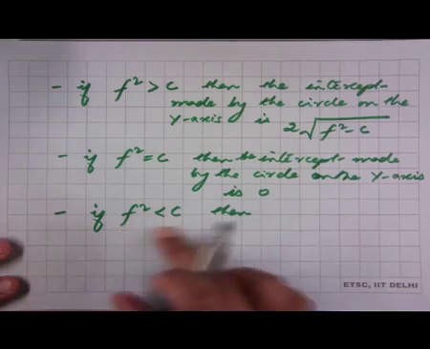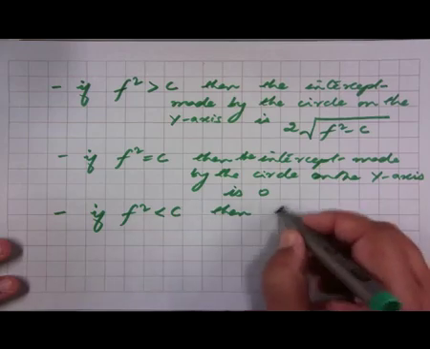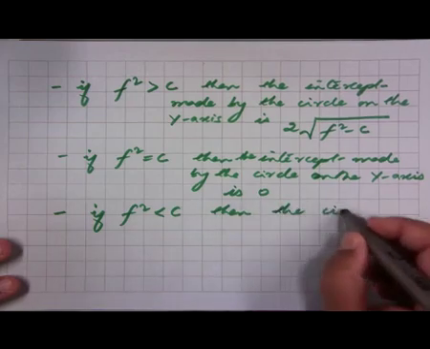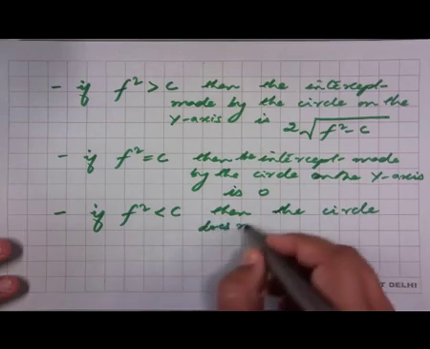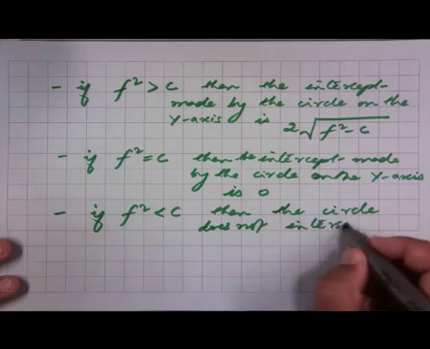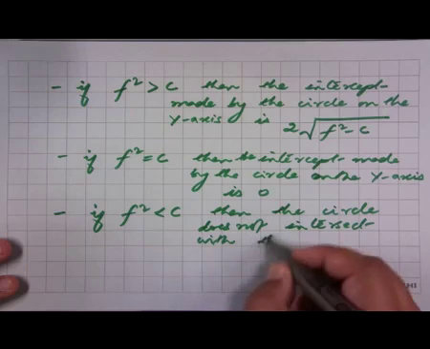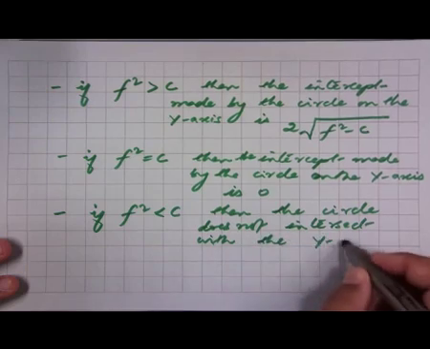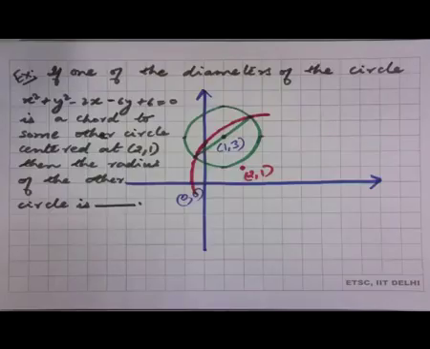And in this third case, if f square is less than c, then the circle does not intersect with the y axis. Next, let us look at some problems.